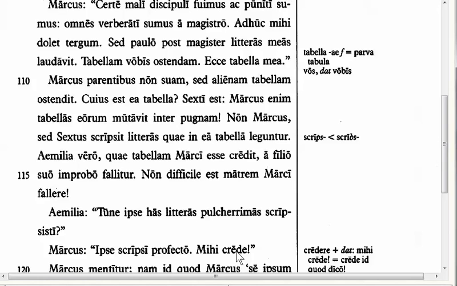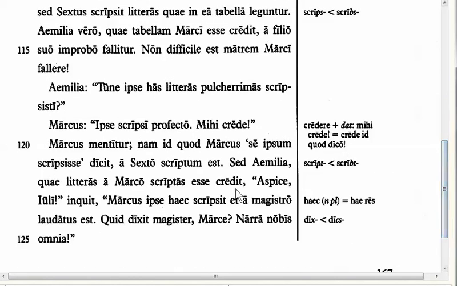The next feature is in line 122. And we see, "sed Aemilia, quae litteras a Marco scriptas esse credit, aspice Iuli inquit," etc. But Aemilia, who believes that the letters were written by Marcus. Okay, so what are the person, number, tense, mood, and voice of scriptas esse?